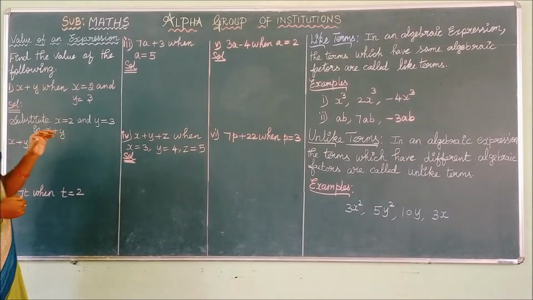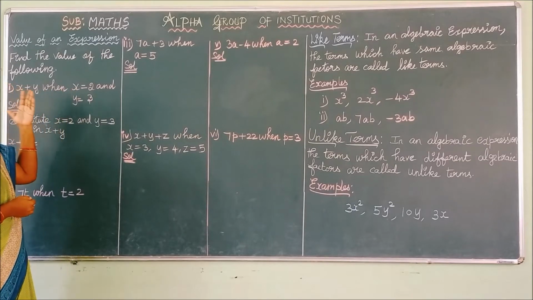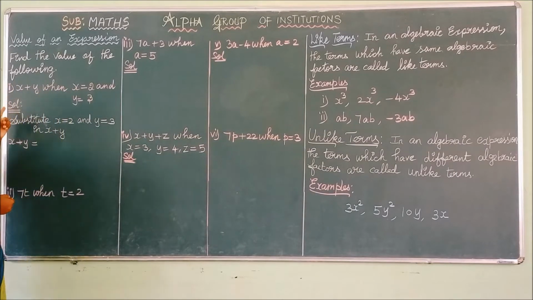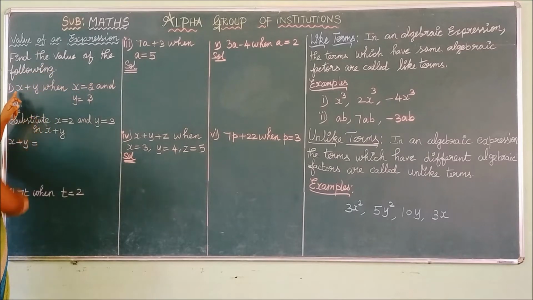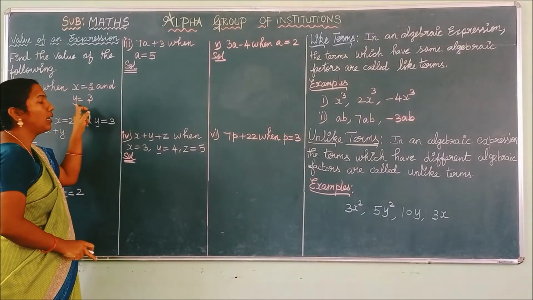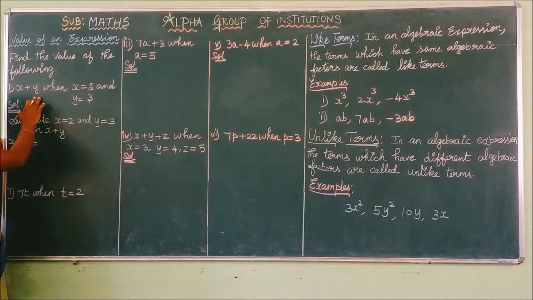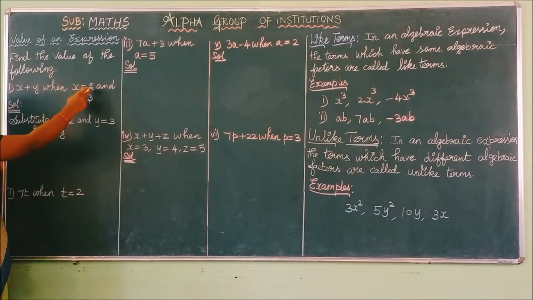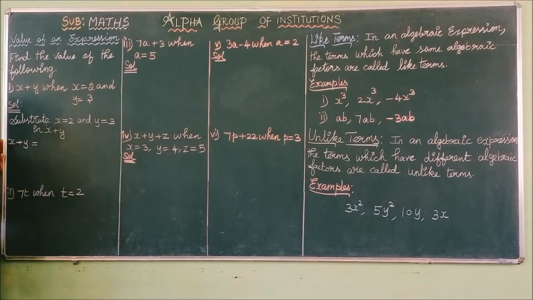Next we are going to see another concept, the value of an expression. How do you find the value of a given expression? See the first one. Find the value of the following. The first question: x plus y when x equals 2 and y equals 3. It means we have to find the value of this expression x plus y when the value of x is 2 and the value of y is 3.